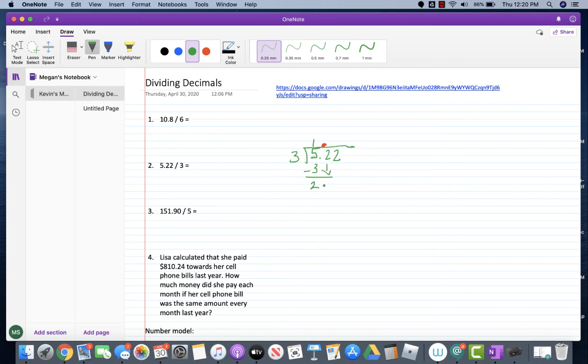Bring down our 2. 3 goes into 22 7 times without going over. 22 minus 21 gives us 1. Then we have to bring down our 2. 3 goes into 12 4 times. So our answer is 1.74. Let's look at our problem number 3.